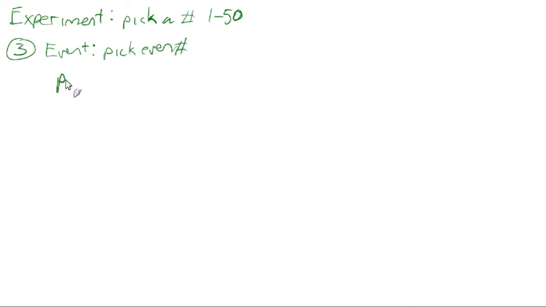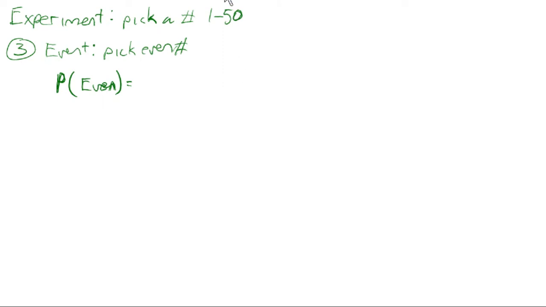So what's the probability of an even number? In case you haven't caught on to this, when we write the probability of something happening, just put probability, parentheses, description of the event, and then close parentheses. That's it. So the event here is that you get an even number.